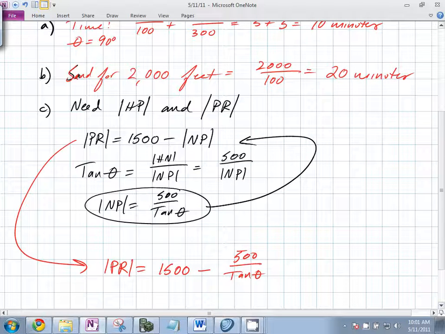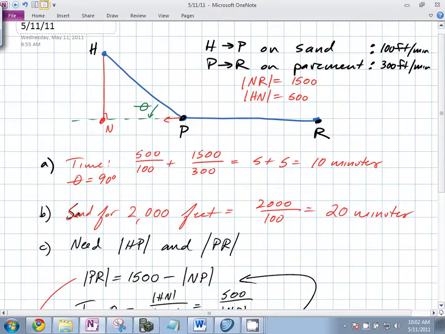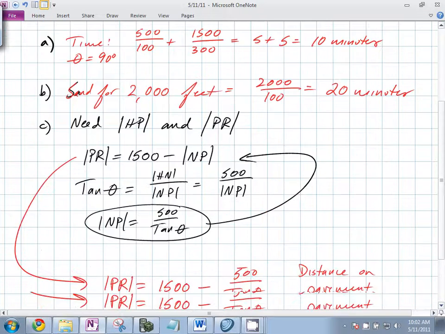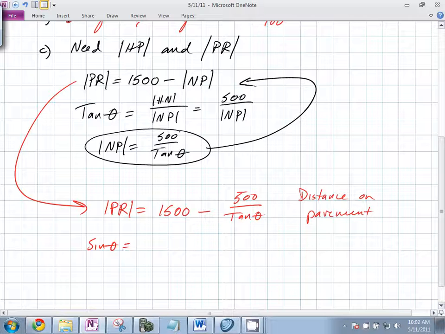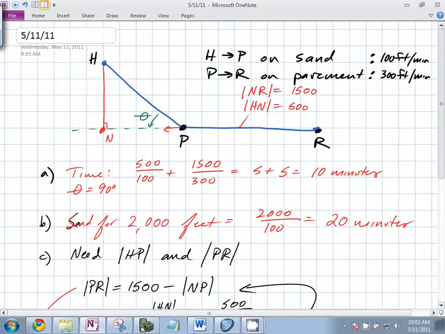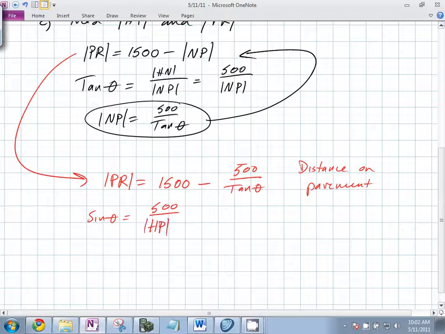What's the only variable in that equation? Theta. So this right here is the distance on what? On PR, the distance on pavement. Yes, that is correct. So now we have PR. How are we going to go about finding HP? Using sine, exactly. So sine of theta is equal to 500 over HP. So what does HP equal? 500 over sine theta. So that right there is the distance on what?